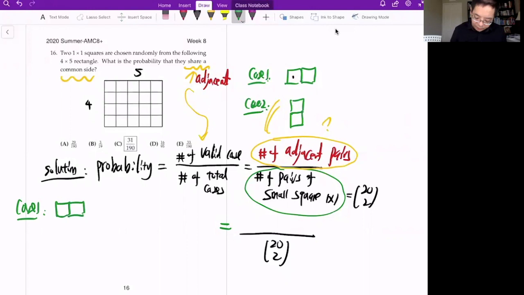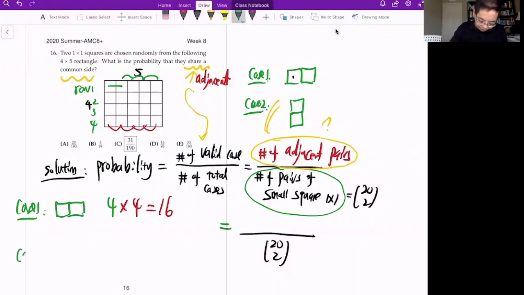Now, if they are adjacent horizontally, this is 1 pair, and this is 1 pair, and this is 1 pair. So we just look at each row: row 1, row 2, row 3, and row 4. Clearly on each row, we have 4 pairs, and the number of rows is 4. So we have 16, right? So that's 1, 2, 3, 4. Okay, so for each row we do that.